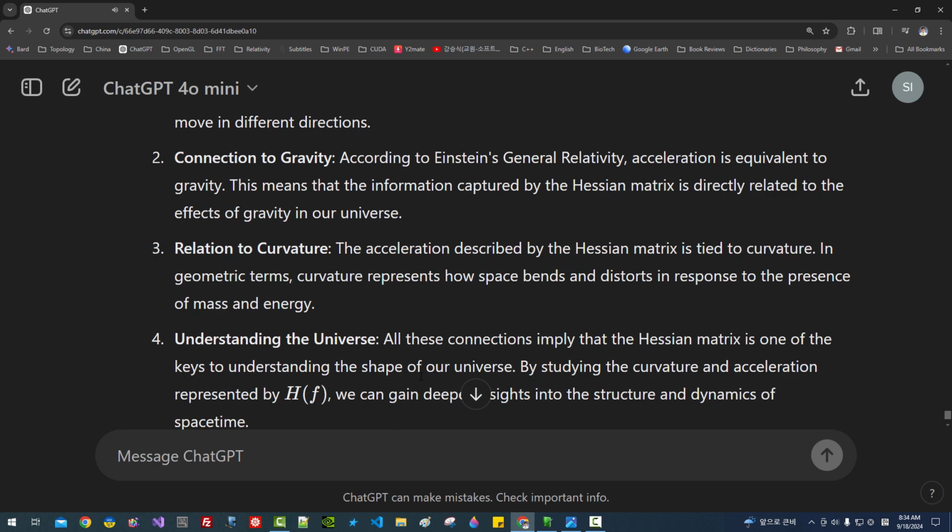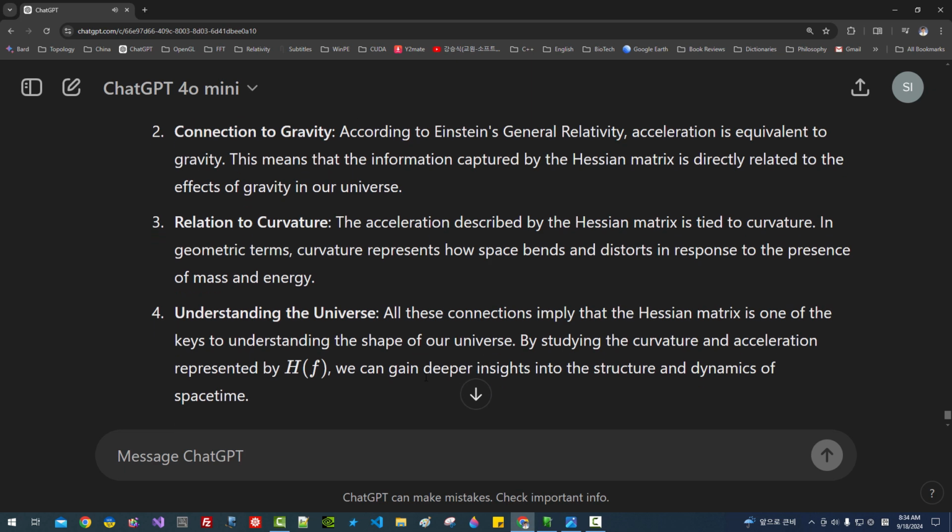2. Connection to gravity. According to Einstein's general relativity, acceleration is equivalent to gravity. This means that the information captured by the Hessian matrix is directly related to the effects of gravity in our universe. 3. Relation to curvature. The acceleration described by the Hessian matrix is tied to curvature. In geometric terms, curvature represents how space bends and distorts in response to the presence of mass and energy.